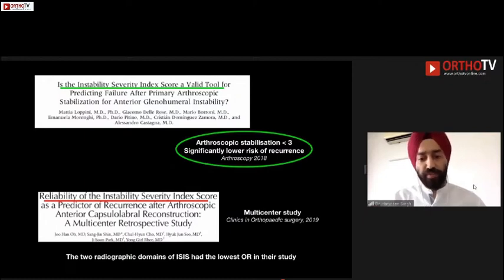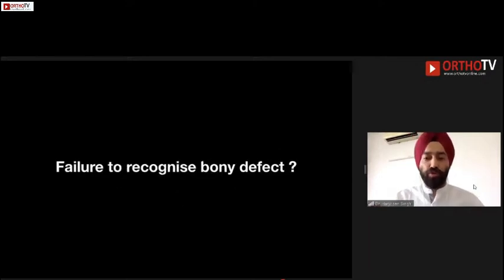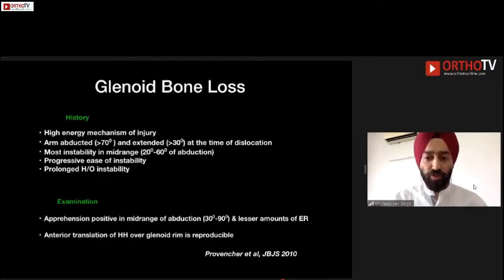But some others have challenged the validity of the instability score, particularly the radiographic domains. They say that the mere presence of glenoid bone loss and Hill Sachs lesion on an X-ray cannot be taken as significant. If you see them, you have to quantify them using CT or MRI to decide the significance of the lesions. So most authors would agree that failure to recognize bony defect is the main cause of failure.